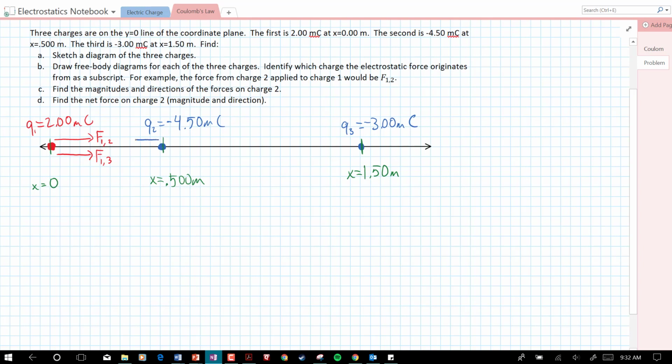So it'll feel a leftward force. I'm running out of space, so I'll just do it up here. The force on 2 from 1 because it's attractive, and it's repelled from Q3, so that's also going to be a leftward force. The force on 2 from 3. Two leftward forces there.